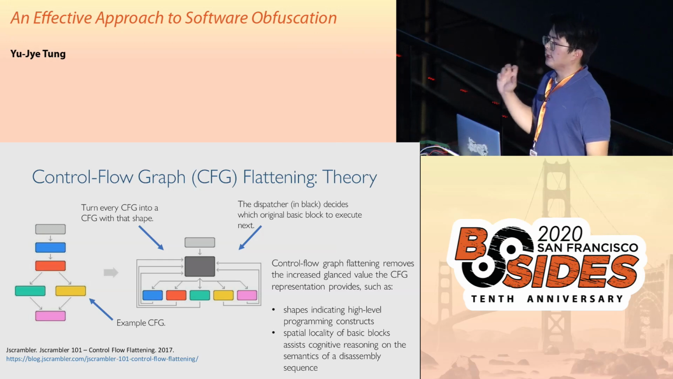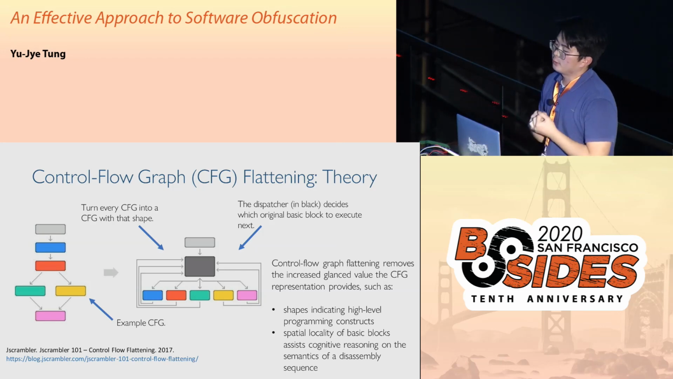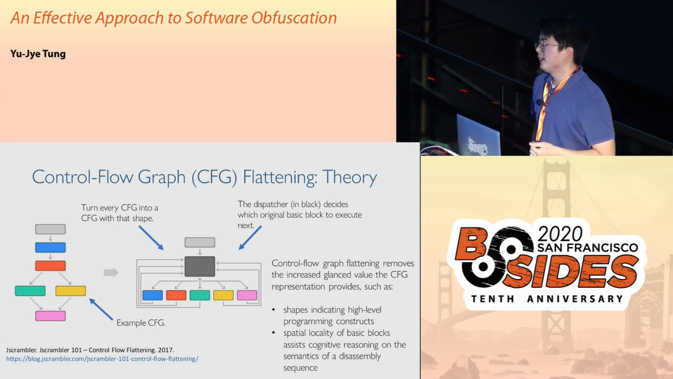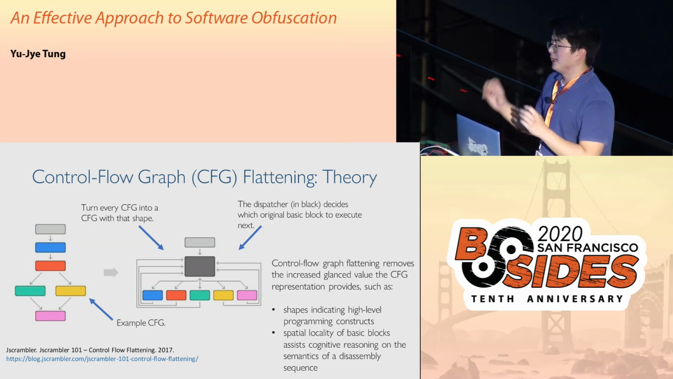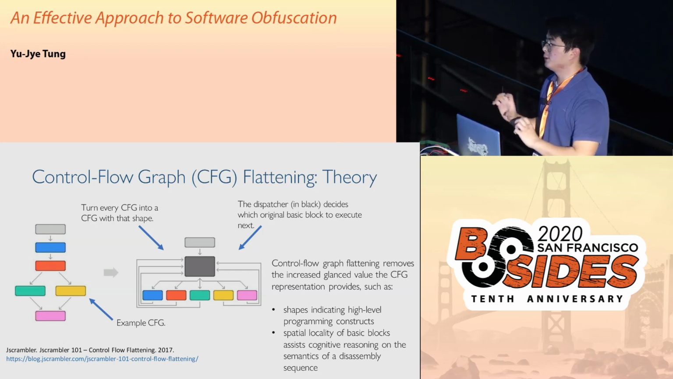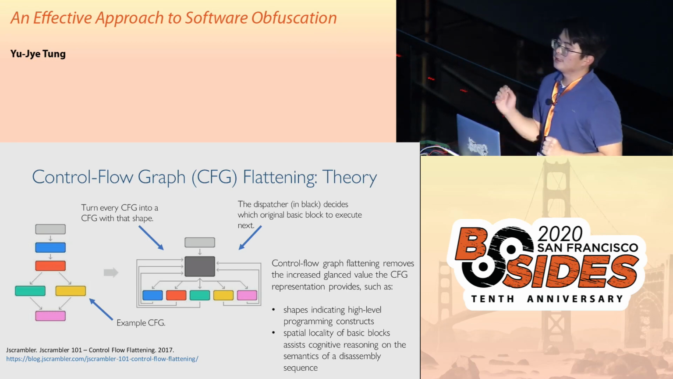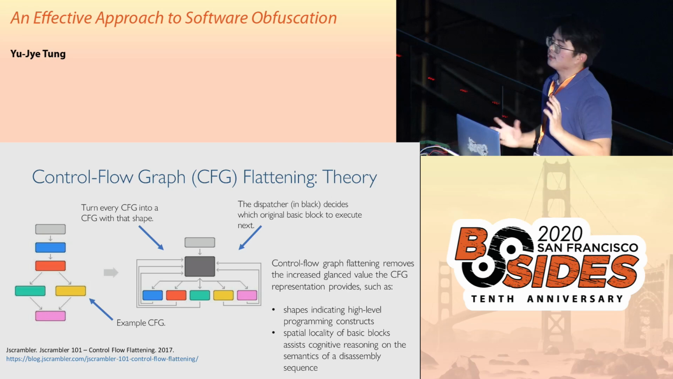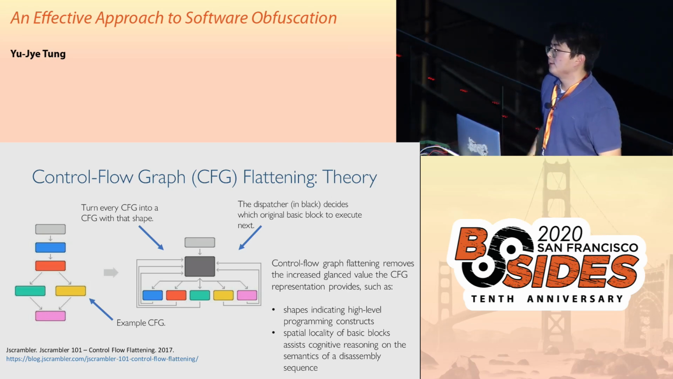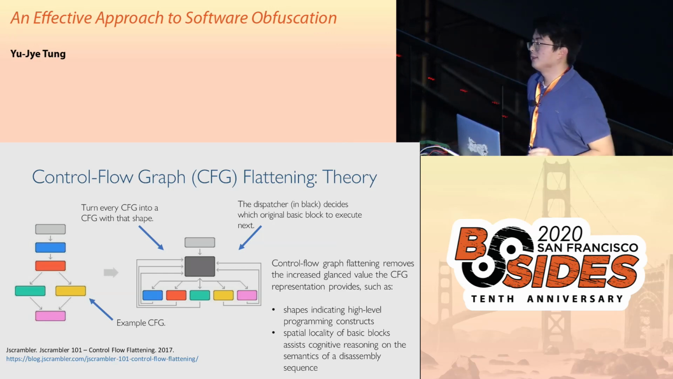What this particular obfuscation technique does is remove the increased glance value that the CFG representation provides, such as the shape indicating high-level programming constructs as discussed earlier, and also any type of inference that an analyst can make by how close the basic blocks are to one another. It is able to do so by transforming every possible control flow graph, an example shown to the left, into the one shown to the right.